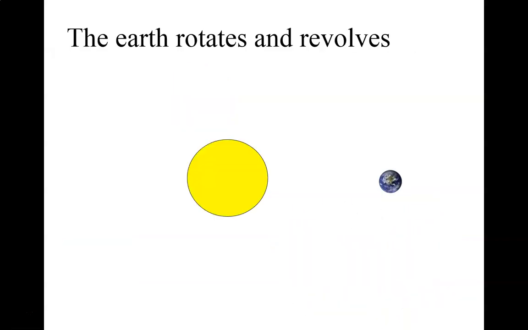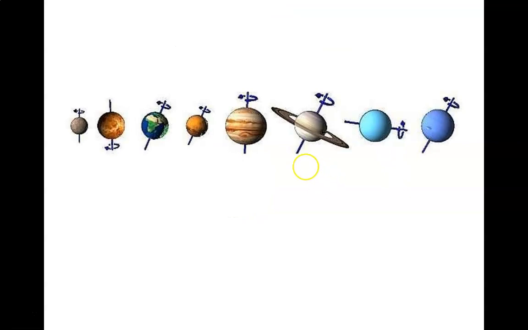So what does the Earth do? Well, the Earth rotates on its axis, which causes what period of time? Minute, day, hour, second. That's what defines the day, okay? And it also revolves around the sun, and that's what causes the year. And it does both at the same time.